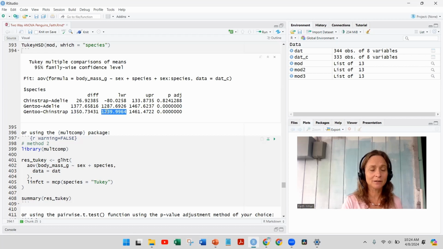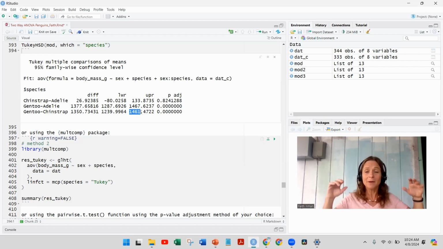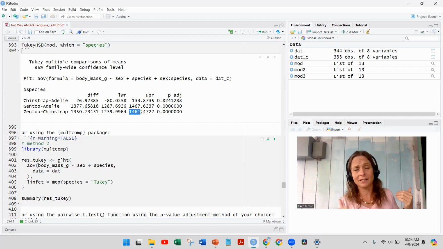The lower confidence interval is 1,239. The upper confidence interval is 1,461. Imagine these numbers on a number line. Is zero somewhere between 1,239 and 1,461? No, it's not. It's outside that confidence interval. So the idea that it would be zero difference or that the means would be equal is outside of our estimated range, right? Which means, again, we reject the null hypothesis.